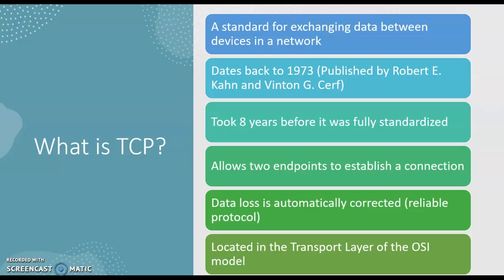Over the years, there have been various improvements, additions, and extensions applied to the protocol, but the core of the protocol remains unchanged. So, the current version of this protocol allows two endpoints in a computer network to establish a connection that enables a two-way transmission of data. In this transmission of data, any data loss that is detected is automatically corrected. And because of this, TCP has been called a reliable protocol. Finally, TCP is located in the transport layer of the OSI model.